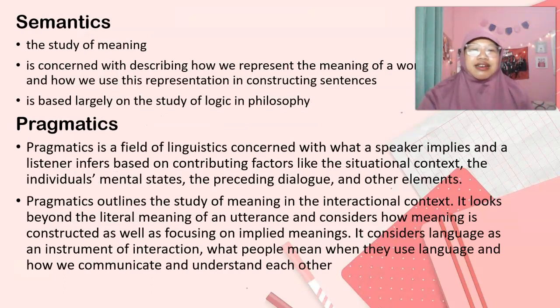And on semantics, you will learn the study of meaning, and it is concerned with describing how we represent the meaning of a word in our mind and how it is used in constructed sentences. And then pragmatics is concerned with what a speaker implies and what a listener infers, because when we are saying A, perhaps what we meant is B or C. That's pragmatics. It's really unique, and it can also depend on our culture and the situation or circumstances.